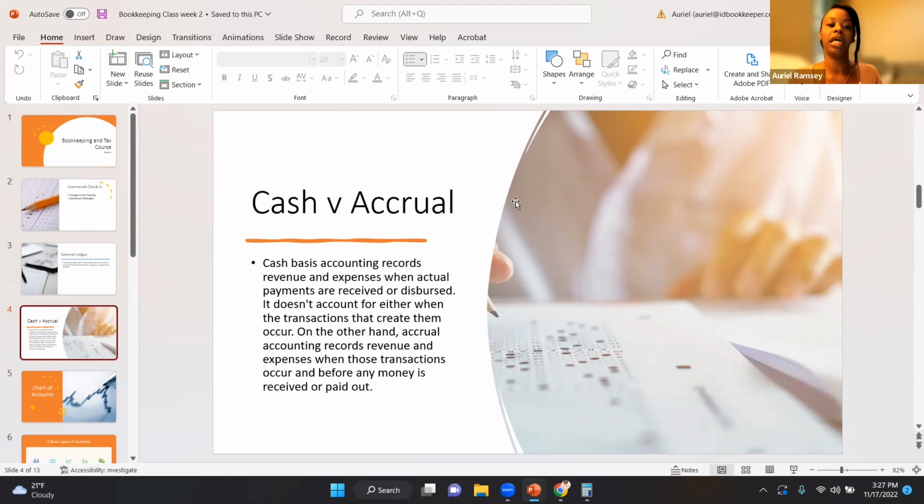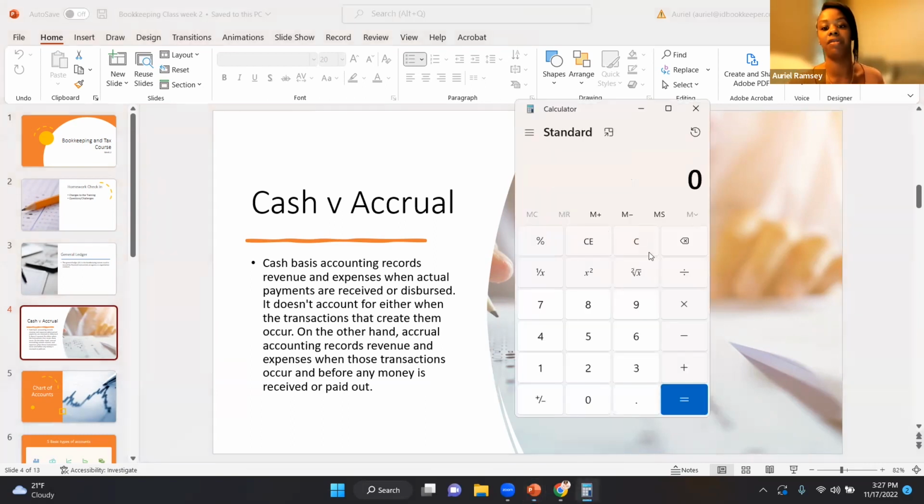So the examples that I gave were from the personal standpoint, where it might be a bad thing to count that money before we've received it, right? But from a business standpoint, they may want to count that money before they receive it, right? And then it doesn't only apply to income, it applies to expenses. So I like to use the example of magazines. They're one of my favorite examples to use.